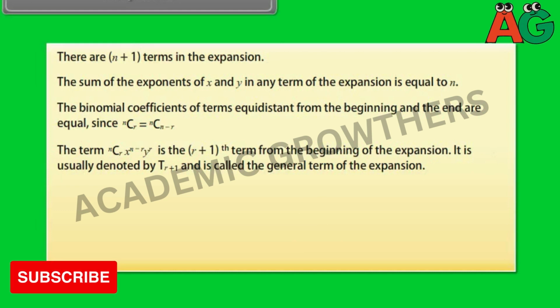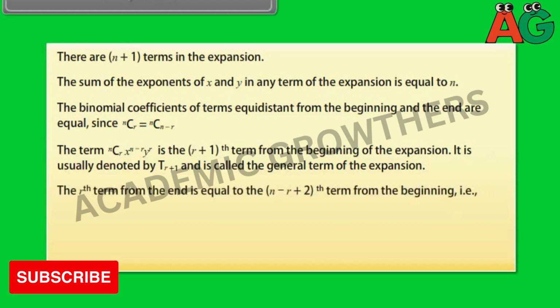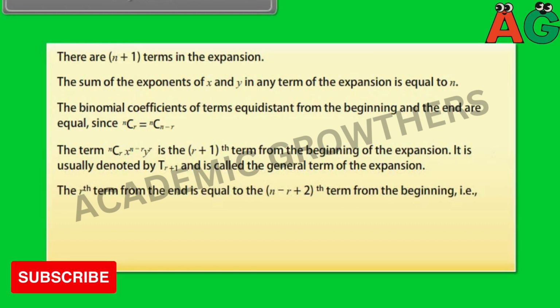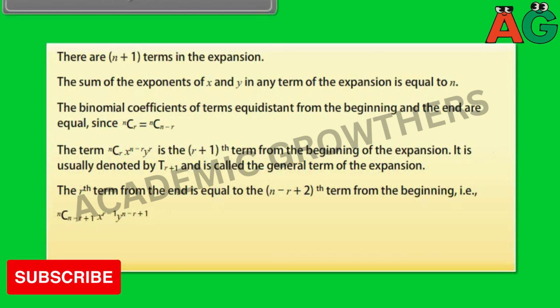The term nCr x^(n − r) y^r is the (r + 1)th term from the beginning of the expansion. It is usually denoted by t(r+1) and is called the general term of the expansion. The rth term from the end is equal to the (n − r + 2)th term from the beginning, that is, nC(n − r + 1) x^(r − 1) y^(n − r + 1).